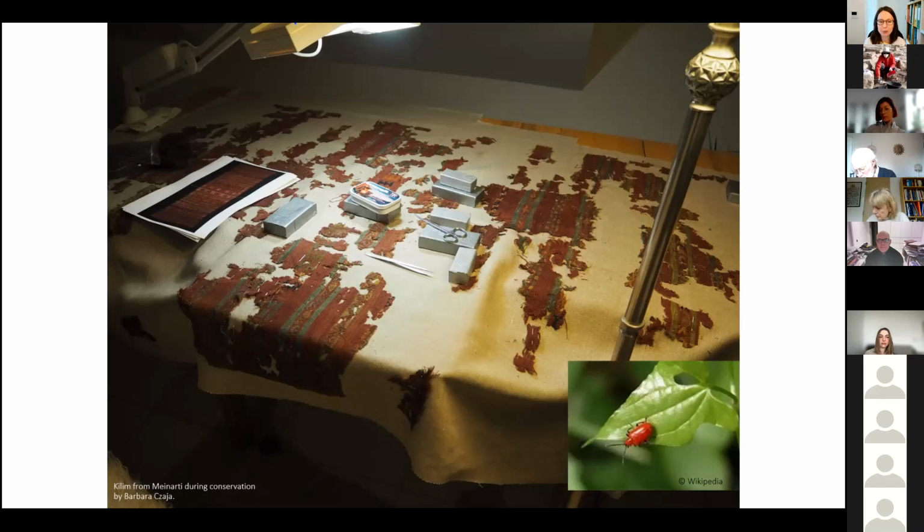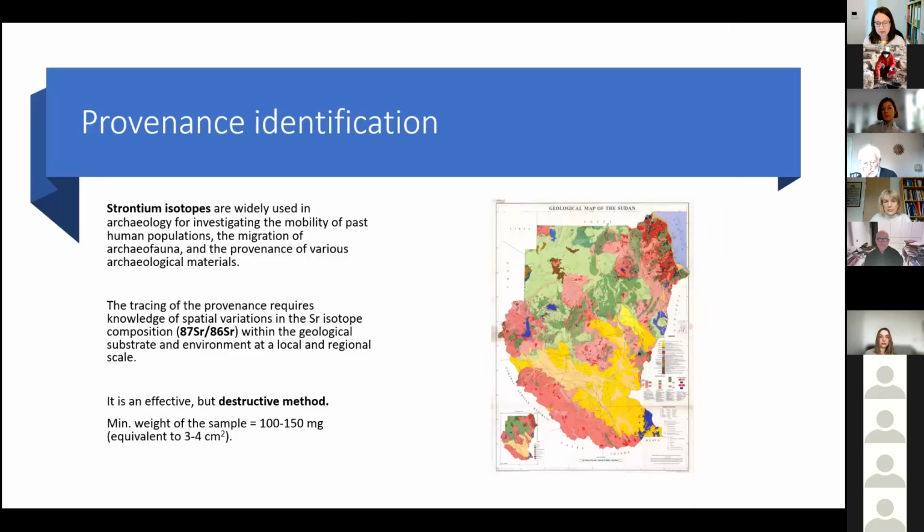And so we wanted to check also the provenance of the wool, so we would be 100% sure that the kilim was a foreign product. A few words about provenance identification. This is a method which is very effective, and it has been used for many, many years in archaeology to trace mobility of human populations, of animals, but also provenance of various archaeological materials, including textiles.